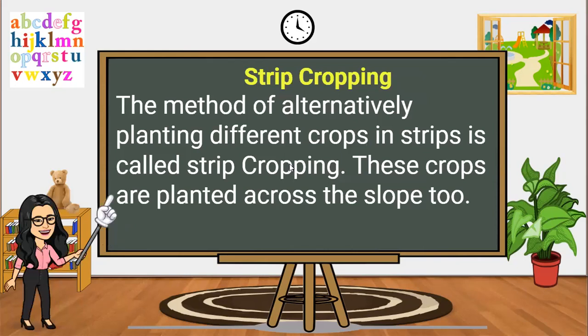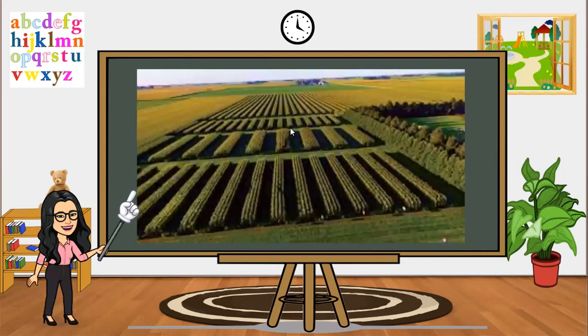Next is strip cropping. The method of alternately planting different crops in strips is called strip cropping. These crops are planted across the slope too. Look at this one. This is an example, a picture of strip cropping. Strip crops lessen soil erosion since they hold much water in the soil. You can see that when they are planting sugar cane. Yes, you can see an example of strip cropping.